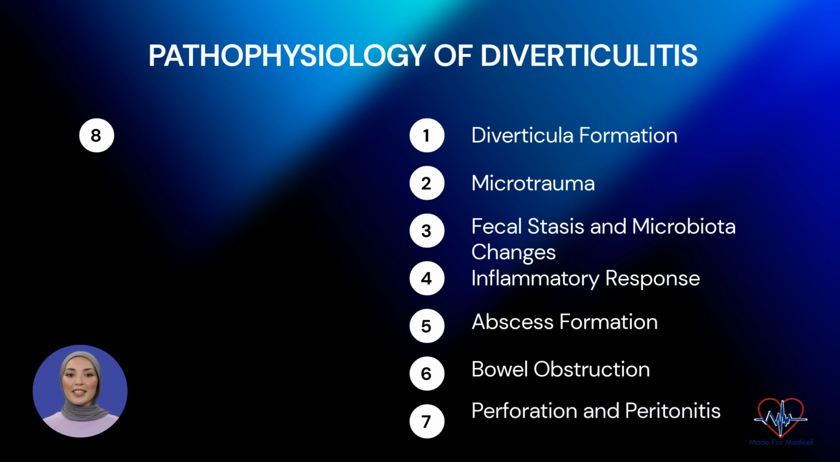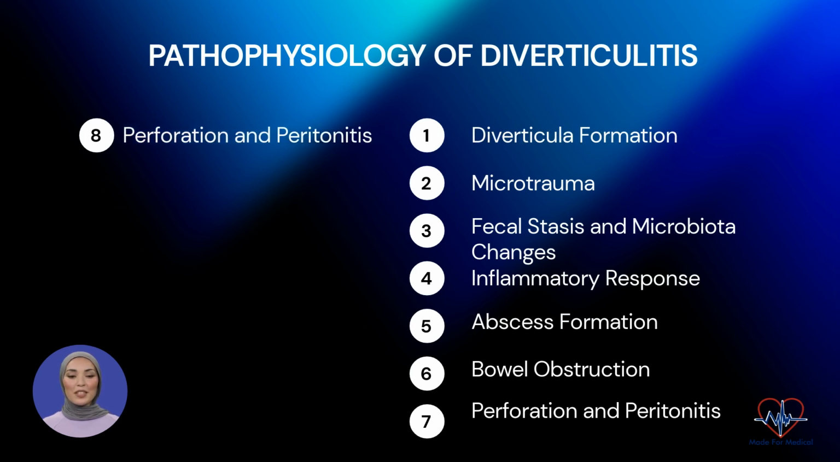Perforation and peritonitis. In some cases, the inflammation and infection can progress to full-thickness perforation of the affected diverticulum. This can lead to the release of fecal material and bacteria into the abdominal cavity, resulting in peritonitis and inflammation of the lining of the abdomen. Peritonitis is a serious and potentially life-threatening complication of diverticulitis.